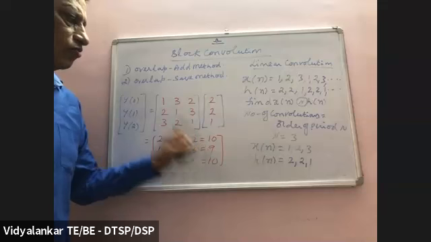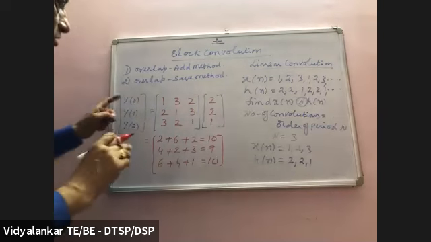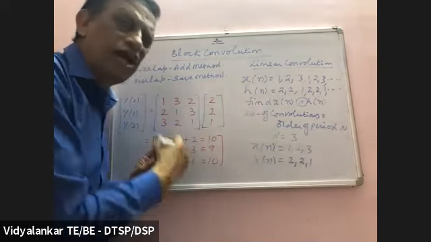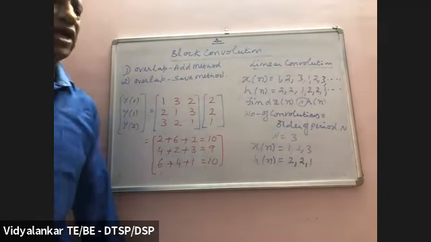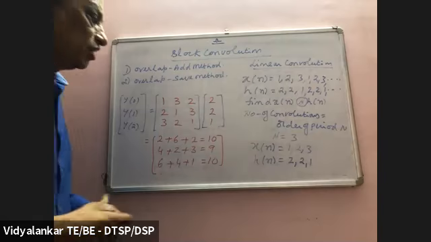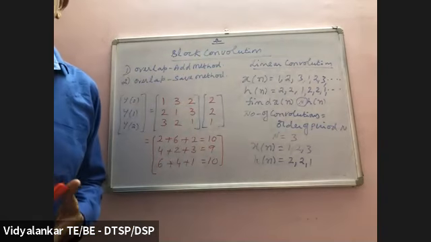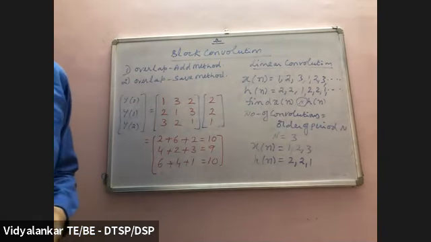So Y0 is 10, Y1 is 9, Y2 is 11. The final output values, these 3 values, only repeat up to infinity. We need not calculate an infinite number of outputs. When we calculate the outputs like this, it is known as circular convolution.